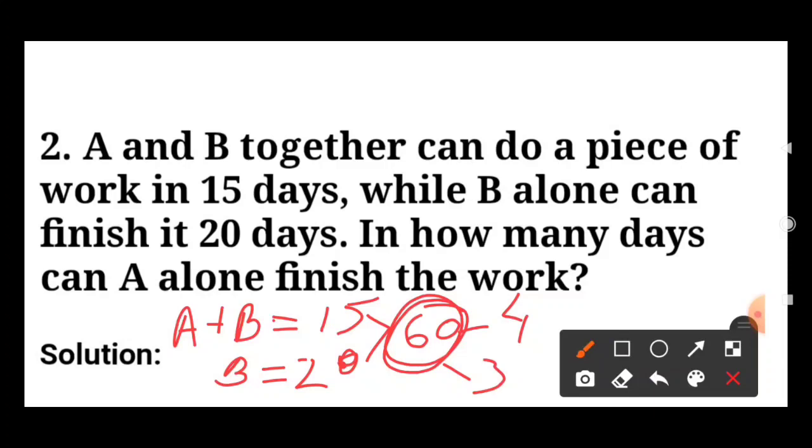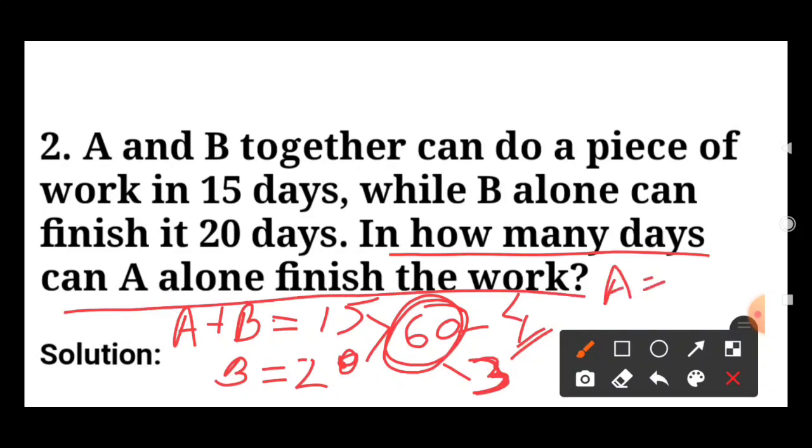That means the efficiency of A will be 1, because 4 minus 3 will be 1, because this 4 is the efficiency of A and B together. So if we subtract B's efficiency, then we will get A's efficiency. Since the efficiency of A is 1, to complete the work he will need 60 days because the total work is 60. So if A completes 1 unit per day, then he will complete the whole work in 60 days. So 60 days will be the correct answer.